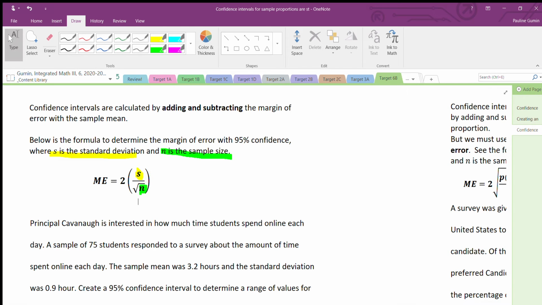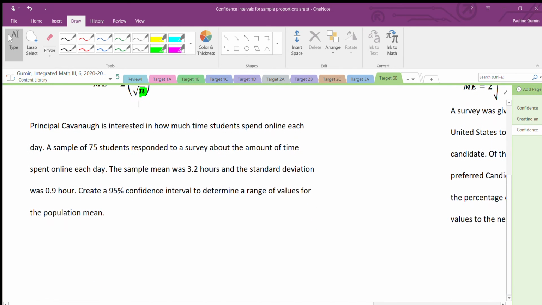Let's take a look at this problem. Principal Kavanaugh is interested in how much time students spend online each day. A sample of 75 students responded to a survey about the amount of time they spend online each day. The sample mean was 3.2 hours and the standard deviation was 0.9 hours. Let's create a confidence interval.